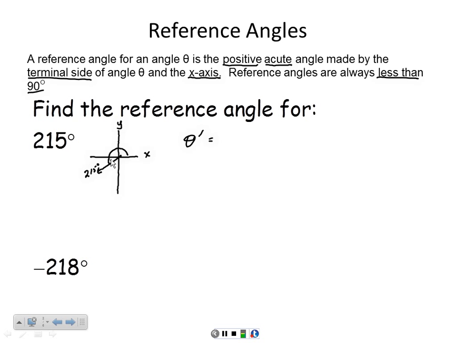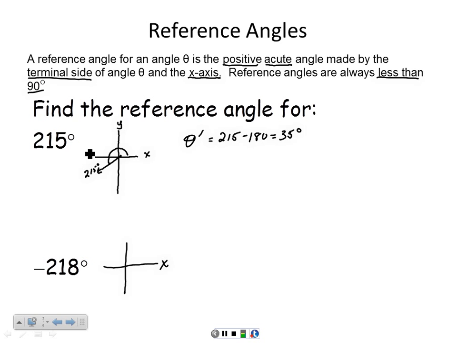So we know that from here to here is 180 degrees. So if we take 215 and we minus 180 degrees, we're going to get 35 degrees. So the reference angle for 215 is 35 degrees. Alright, so let's try this one.